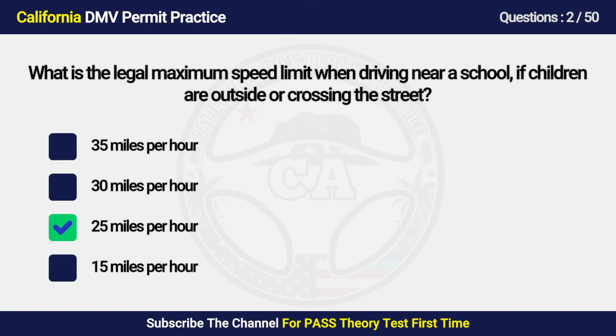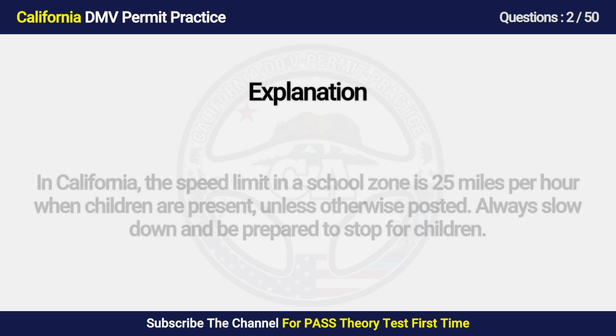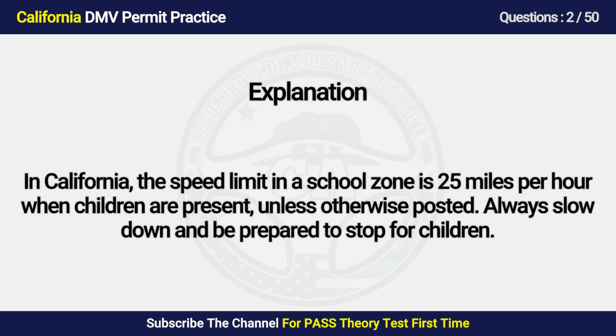Answer is C. 25 miles per hour. In California, the speed limit in a school zone is 25 miles per hour when children are present, unless otherwise posted. Always slow down and be prepared to stop for children.